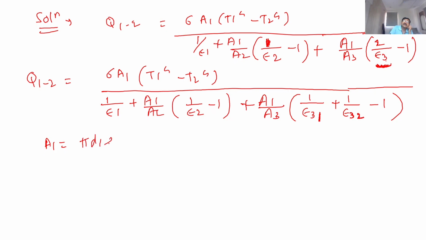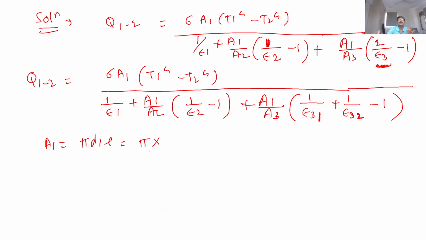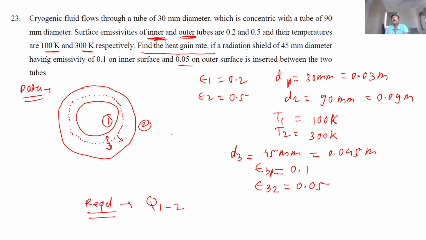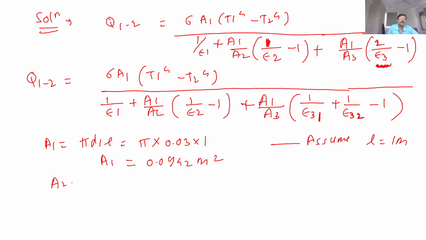Let's start. A1 is pi D1 L. What is D1? D1 is 0.03, and the length of the shield is not given in the problem, so assume L is equal to unit length, L equal to 1 meter. So A1 is equal to 0.0942 meter square.